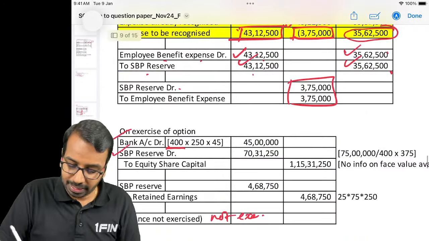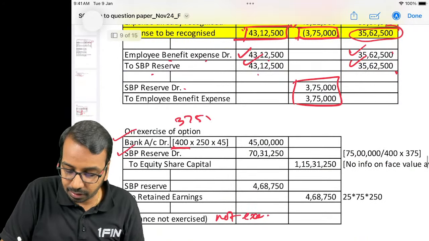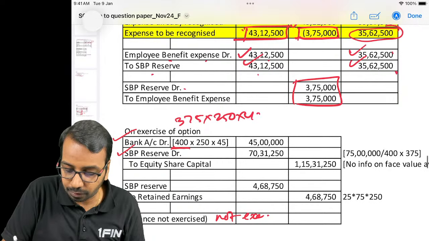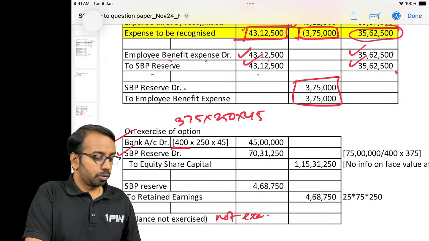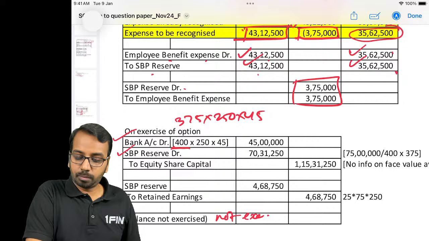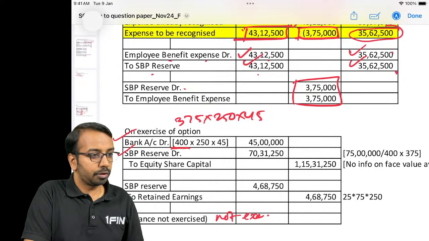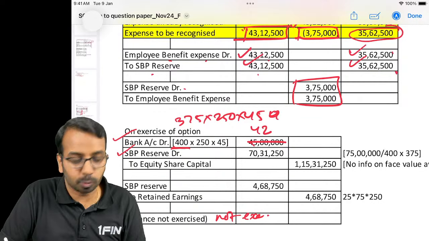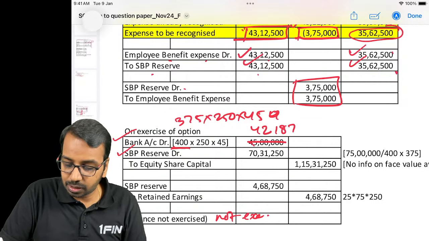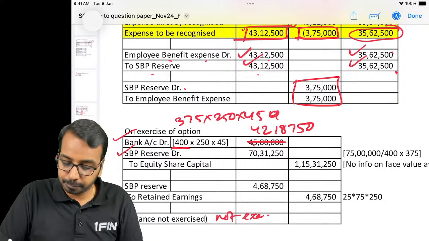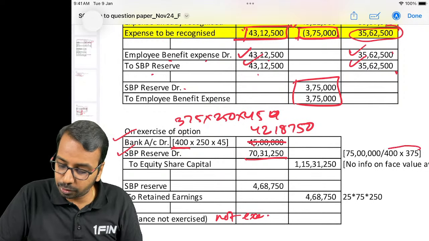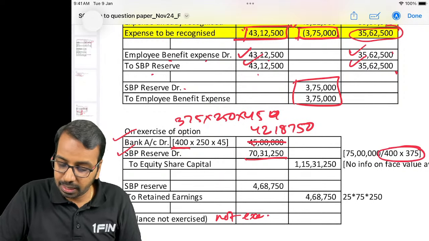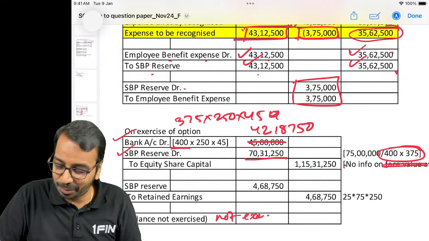So, exercise of option will be 375 into 250 into 45. So, 375 into 250 into 45. That is, this is not the right number. This number will be 42 lakhs 18,750. SBP reserve is proportionate for 375 employees, right? And this also I didn't read it properly.